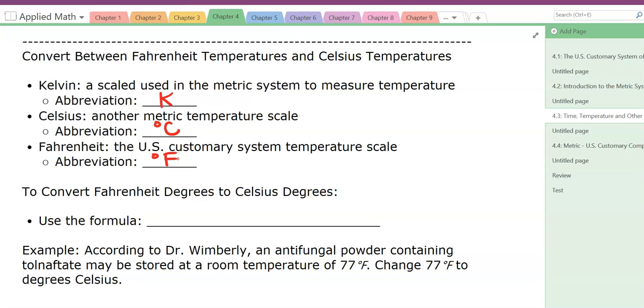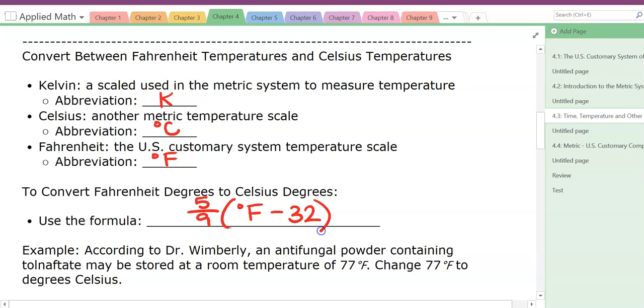If you're trying to go from Fahrenheit to Celsius, there's a formula that you can use. You're going to take 5/9, the fraction, times degrees Fahrenheit, whatever the Fahrenheit degrees are, and you're going to subtract 32 from it. That is going to equal degrees Celsius.